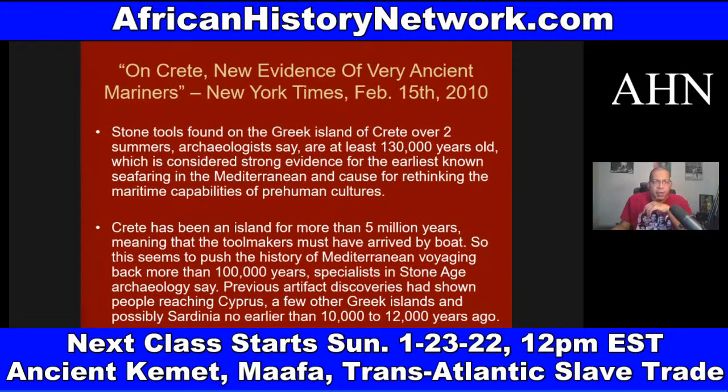On Crete, new evidence of very ancient mariners. Now, this is from New York Times, February 15, 2010. You can go read the entire article. Proper documentation ends all conversation. You don't have to believe a word that I say. You can go research this yourself. Stone tools found on the Greek island of Crete over the course of two summers, archaeologists say, are at least 130,000 years old. There's 130,000 years again. Okay.